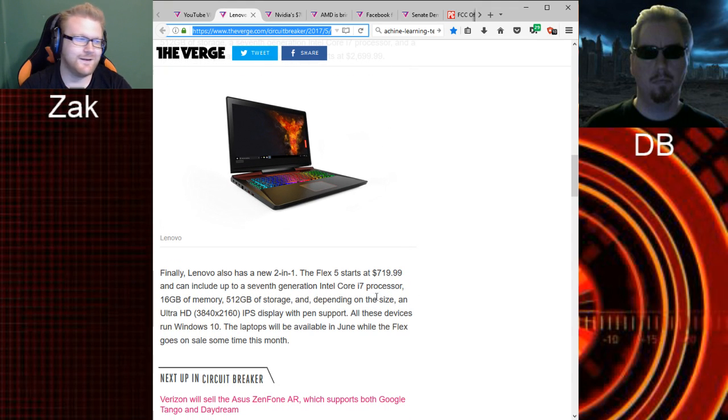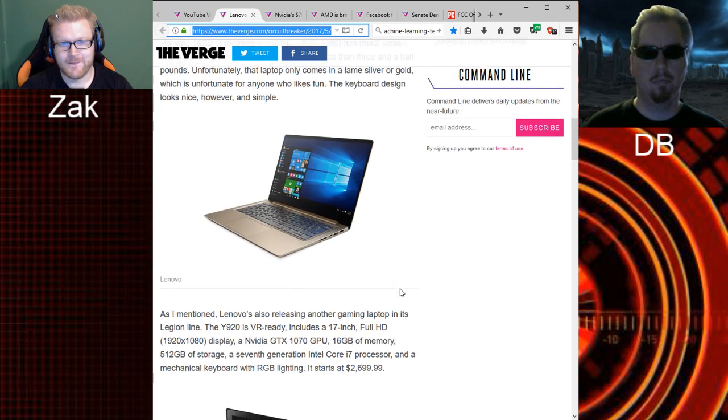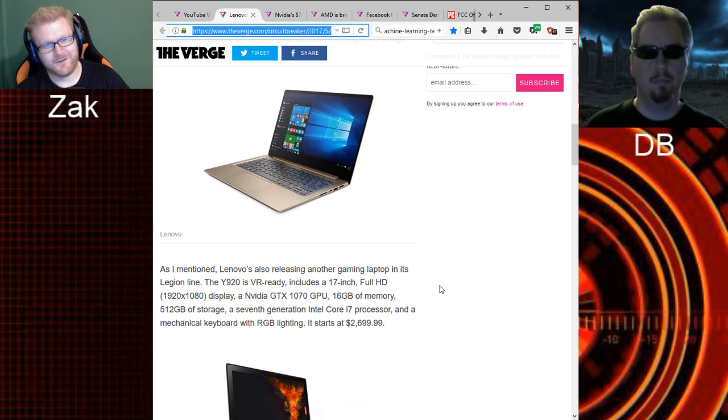Yeah, go ahead. I actually like the starting price. The Flex 5 starts at $719.99, which you can round up to $800 and have a really decent computer, I think, then. But yeah, this one in the middle, this one got me scratching my head a little bit, to be honest.